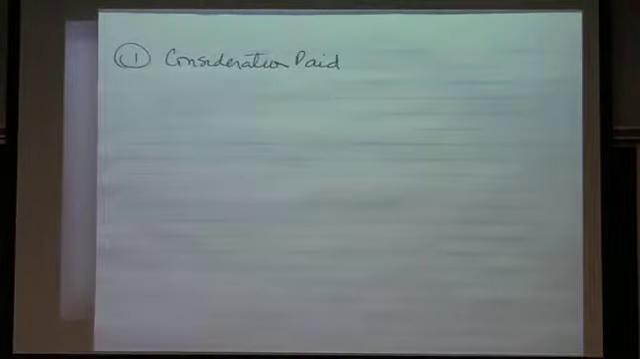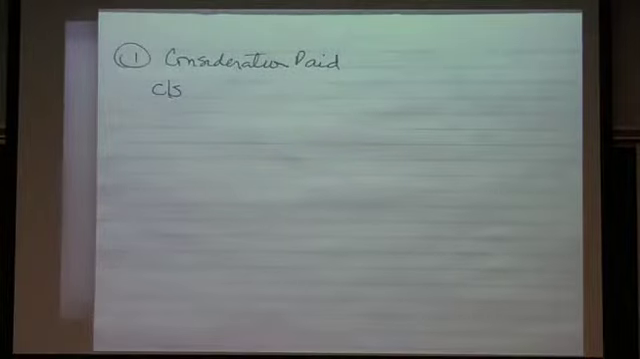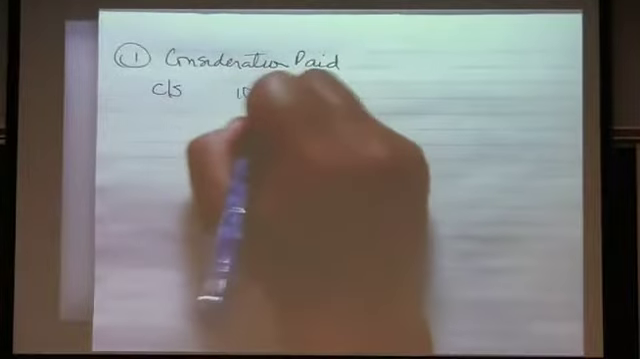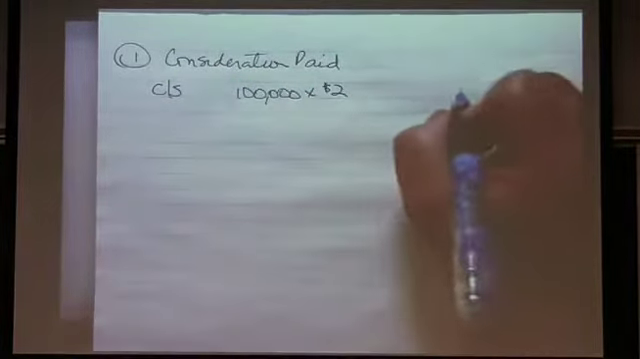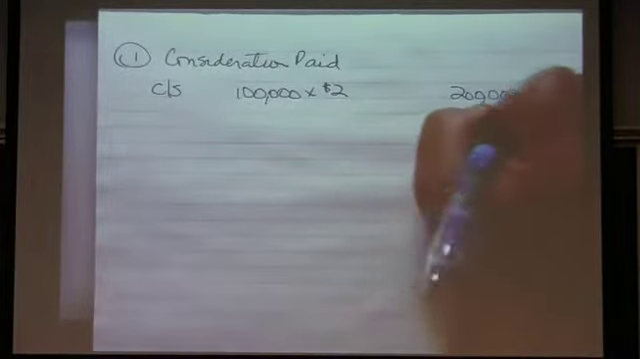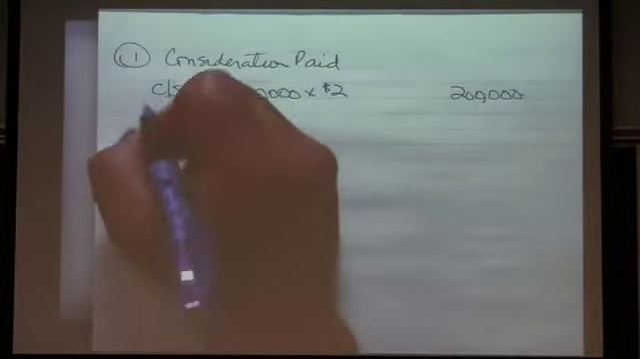So first of all, we paid common shares. So it starts with CS, short form for common shares. We issued 100,000 times $2 per share. That's 200,000. Notes payable.